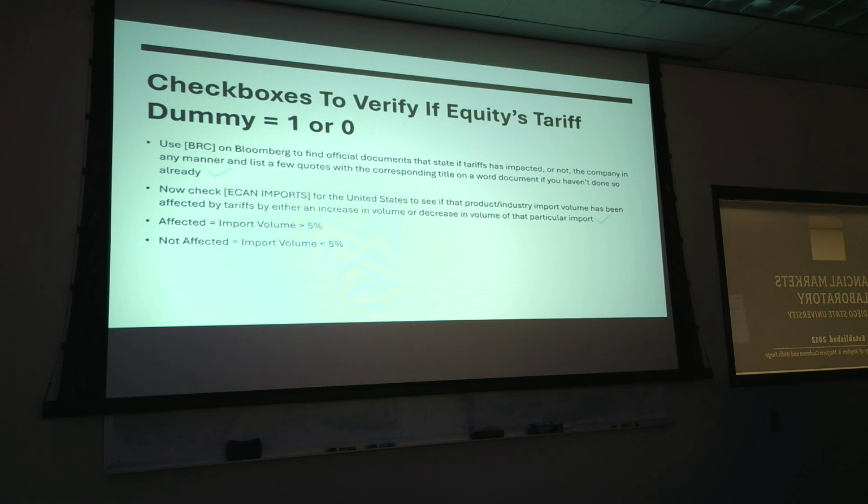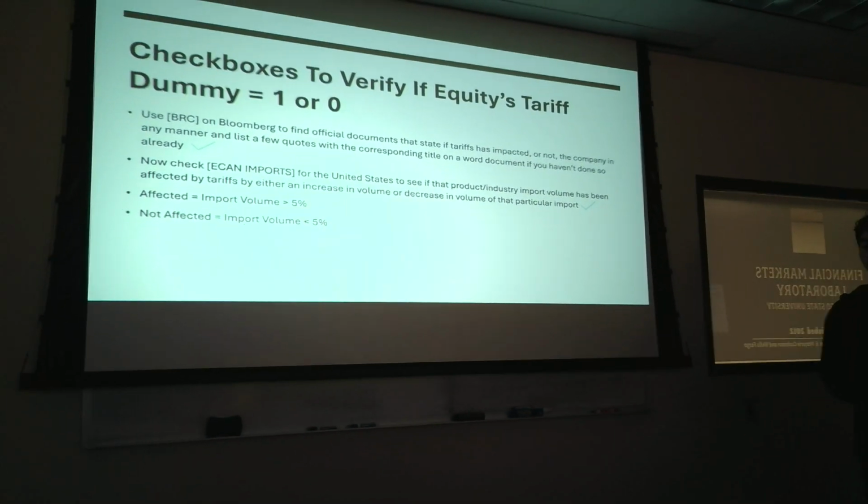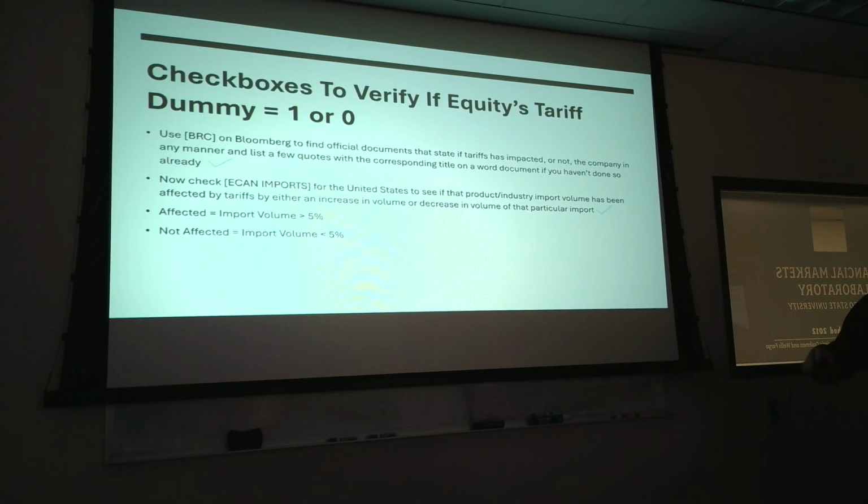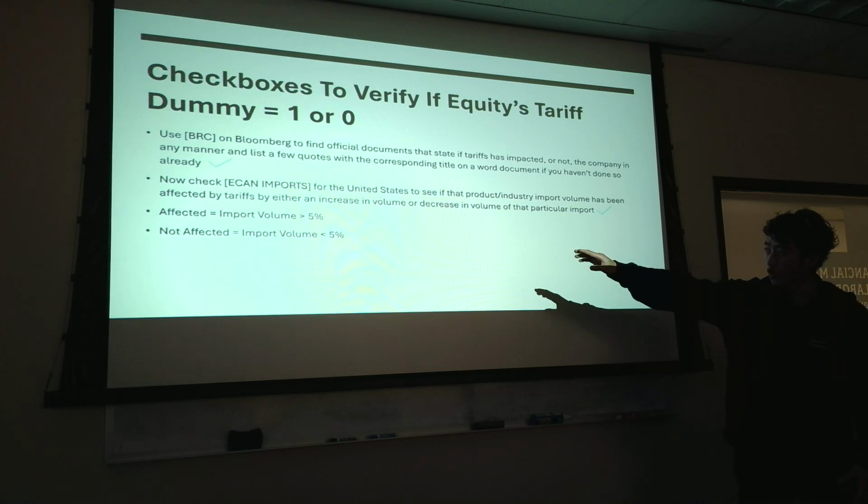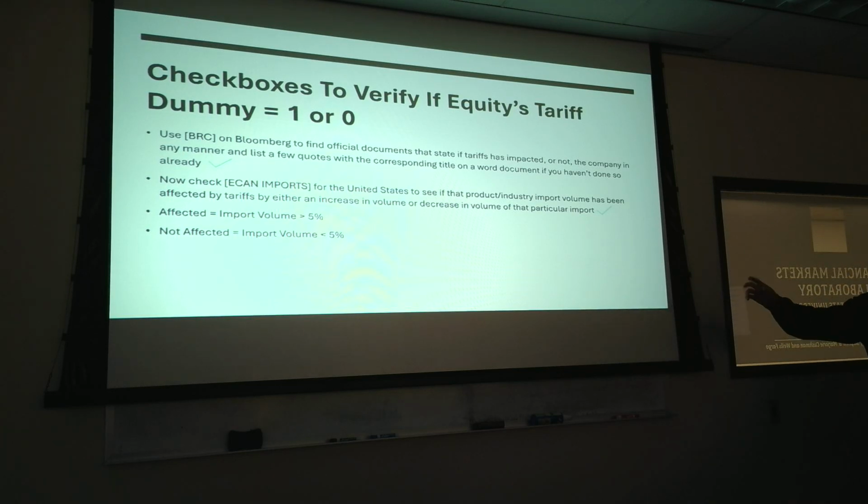imports. ECAN imports shows the aggregate amount of imports on a monthly or yearly basis. You can change the time from 1 year. For this session, we're going to choose a time frame of 1 year. Then on that 1 year chart, focus on the last 2 bars and use a percent change equation to calculate the percent change increase or decrease. Affected is import volume greater than 5%. Not affected equals import volume less than 5%. That's how we will decide that.